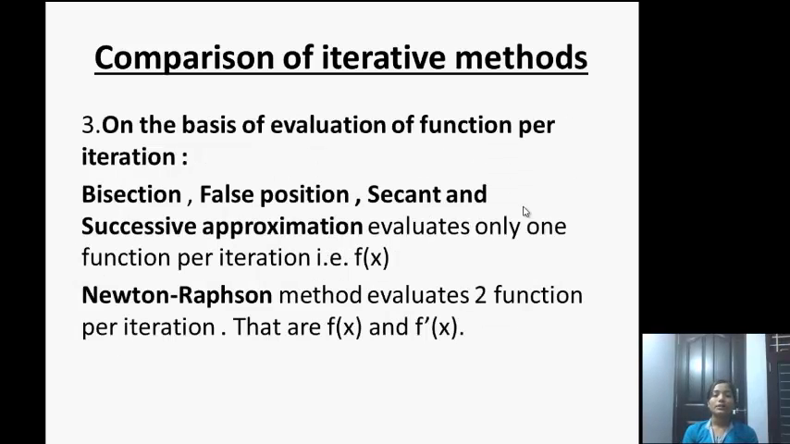Now the third point is on the basis of evaluation of function per iteration. Bisection, false position, secant and successive approximation evaluate only one function per iteration, that is f(x). But for the Newton-Raphson method, we have to calculate two functions per iteration. First is our f(x), that is our function, and second is the differentiation.